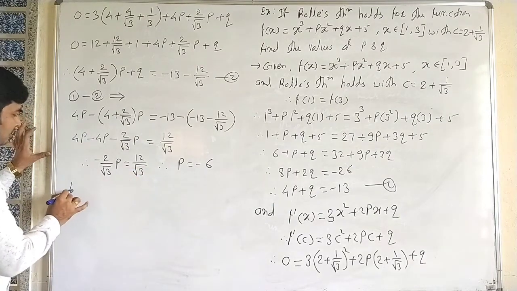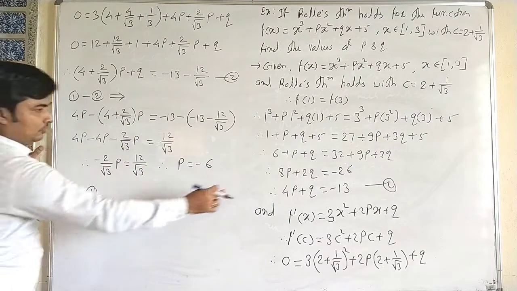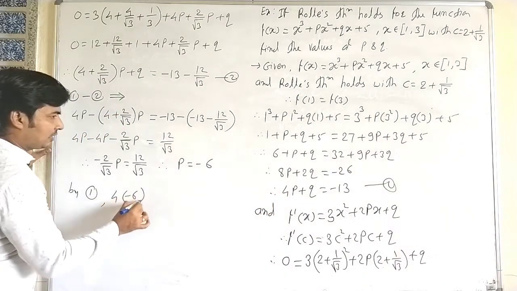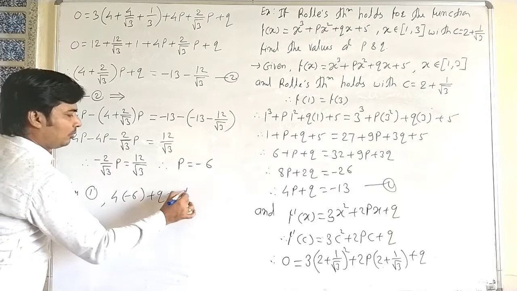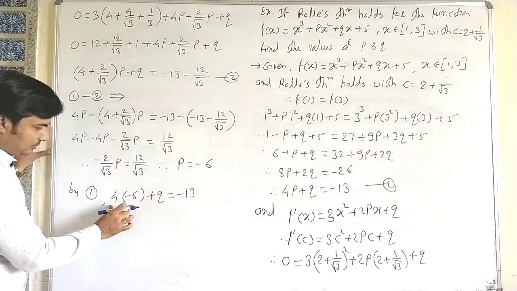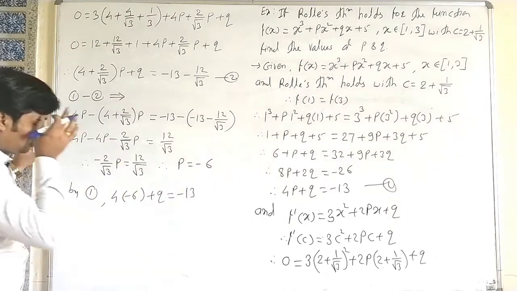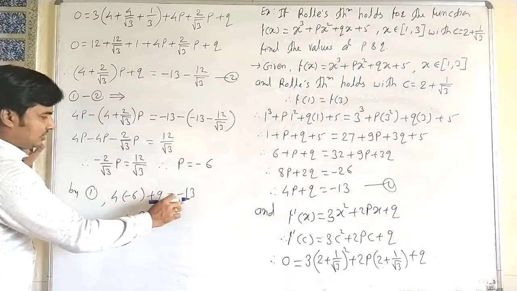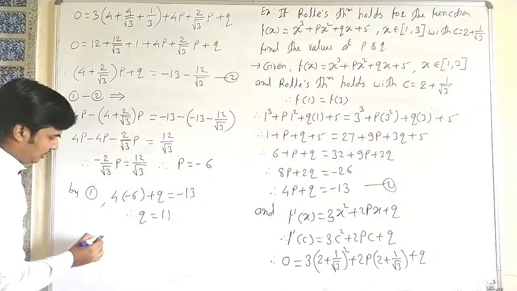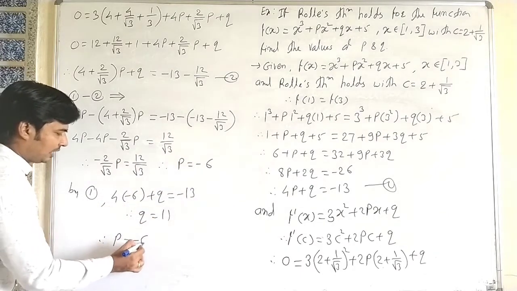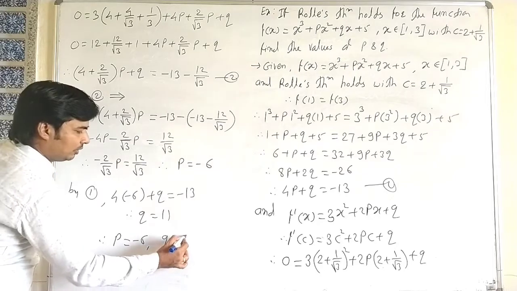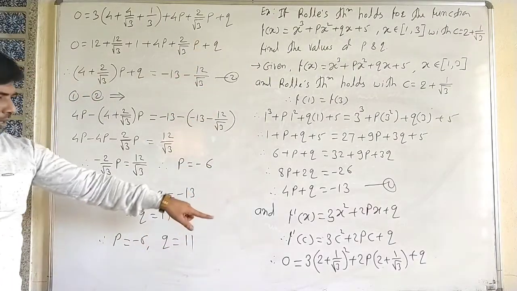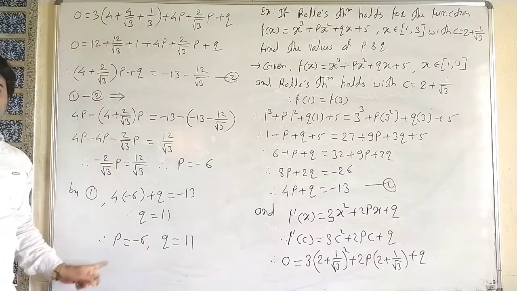Therefore by equation number 1, 4 into -6 plus q is equal to -13. It is -24, 24 will come to the other side. Okay, therefore q is equal to 11, -13 and here plus 24, and therefore p is equal to -6 and q is equal to 11. It is the value of p and q. Okay, just look at the calculation carefully.